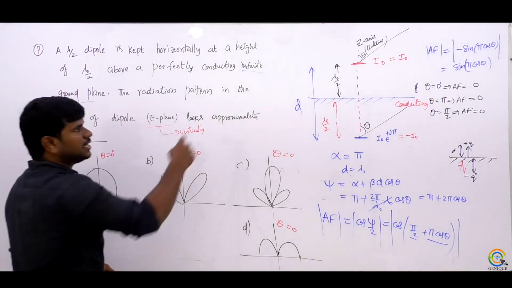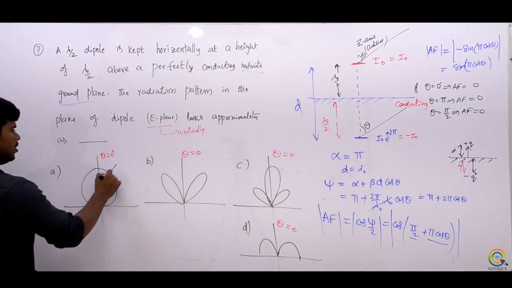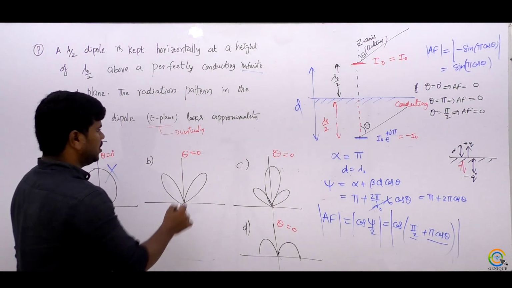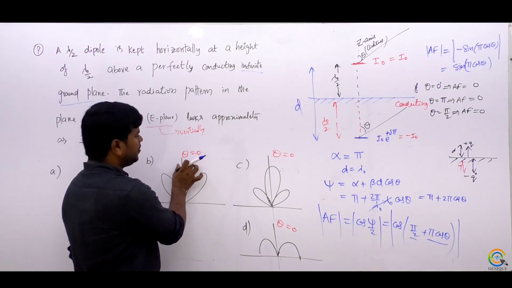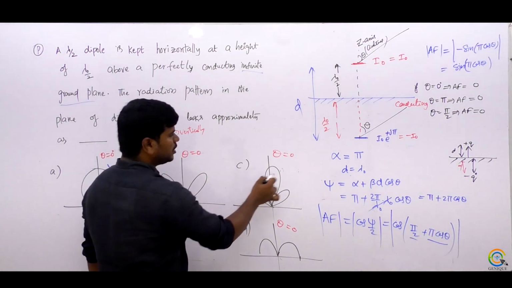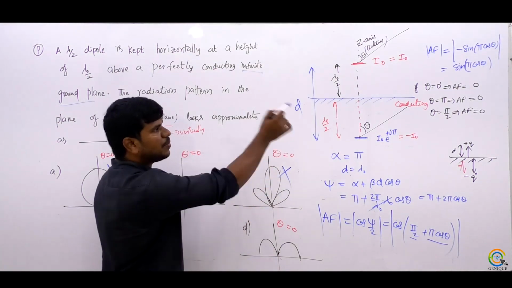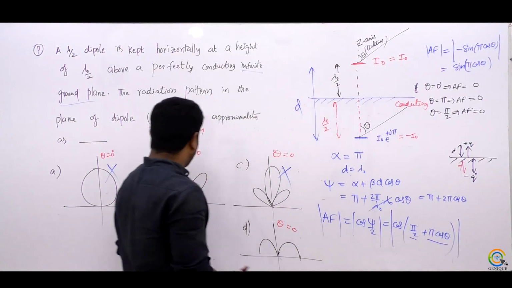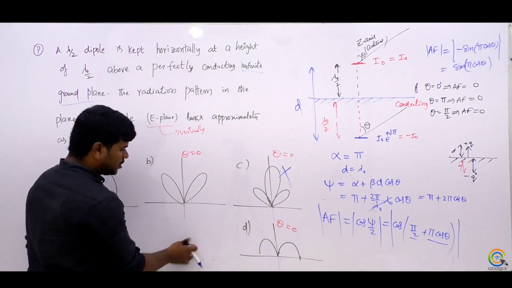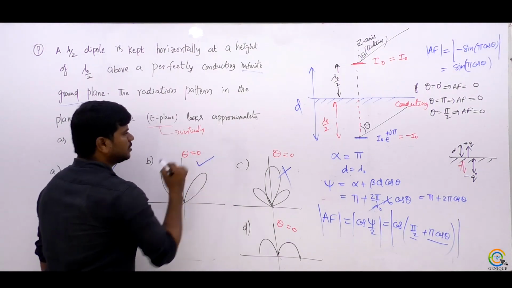If you observe, in the theta equals 0 direction, AF is 0, so we can remove this option. Maybe there is a chance. Now come to the second one. In the theta equals pi direction, AF is 0. What is pi? This one. So there is no radiation, so there is a chance.